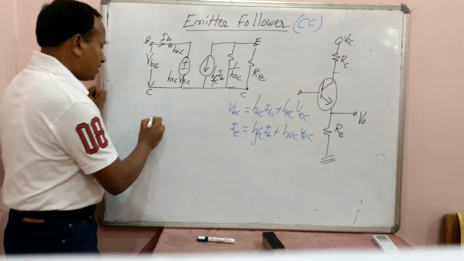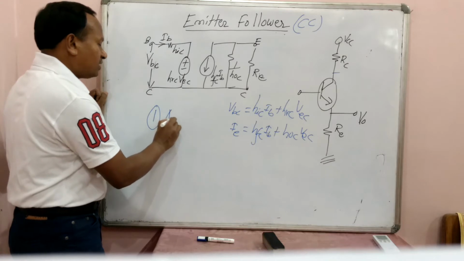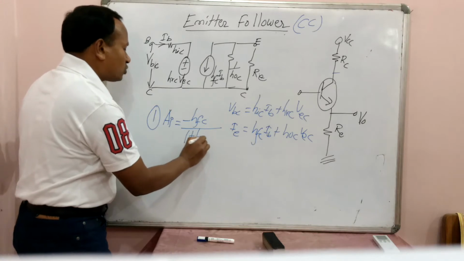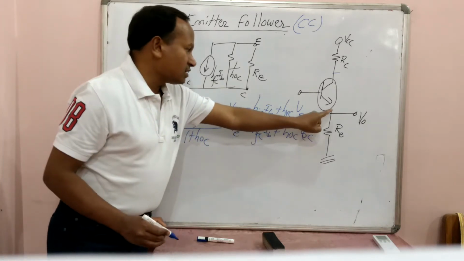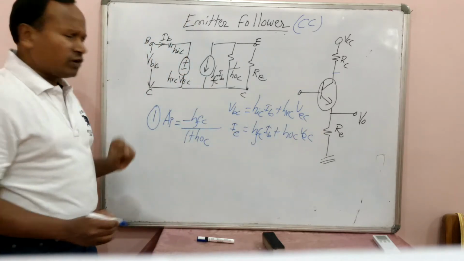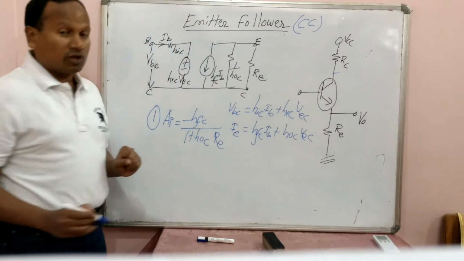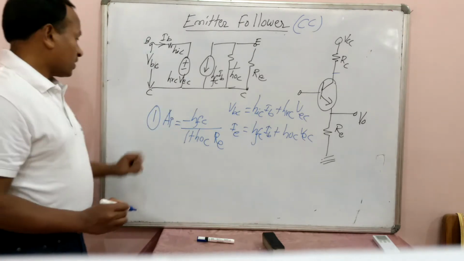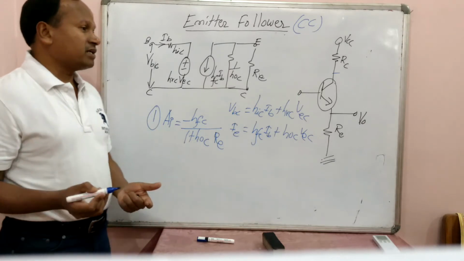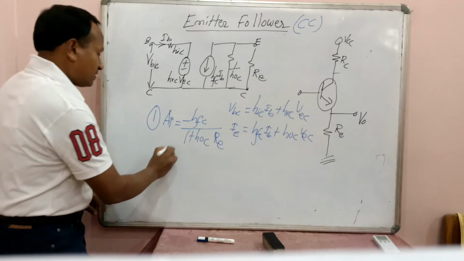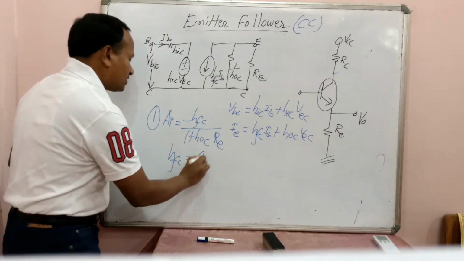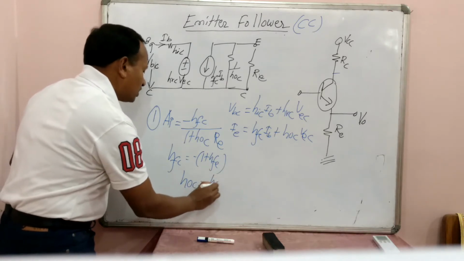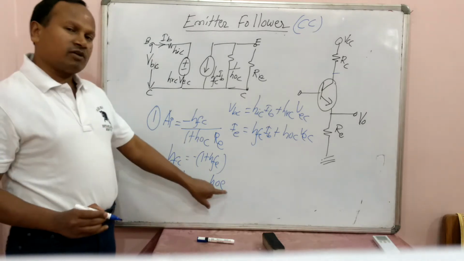In the first part, we know what AI is. AI is minus HFC divided by 1 plus HOC, and what is RL here? Beyond the output there is an RE, so RE will be treated as the output load resistance. So we can write minus HFC divided by 1 plus HOC into RE. Now if you want to replace this in terms of common emitter, HFC is nothing but minus of 1 plus HFE, and HOC is equal to HOE. These interrelationships we will separately prove in some other lecture.